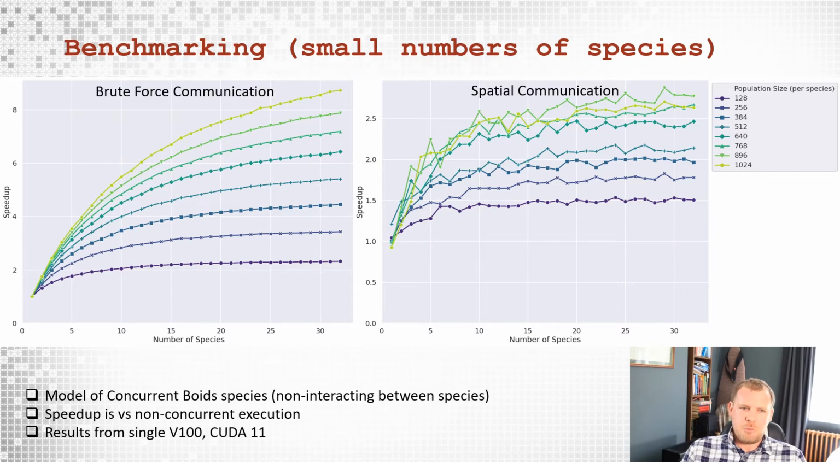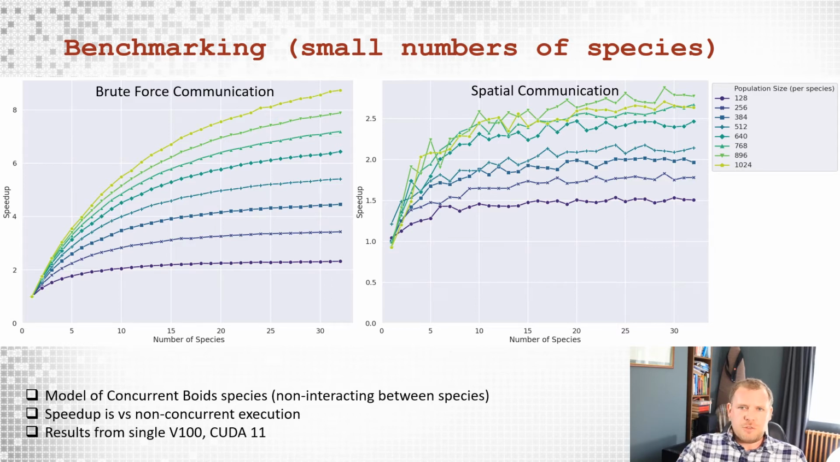Speedup in these two graphs is measured compared to the non-concurrent execution within the new version of Flame, within Flame GPU 2, sorry. It's broadly representative of the performance of Flame GPU 1 and what had been achieved previously. And the results are from a single V100 using CUDA 11.